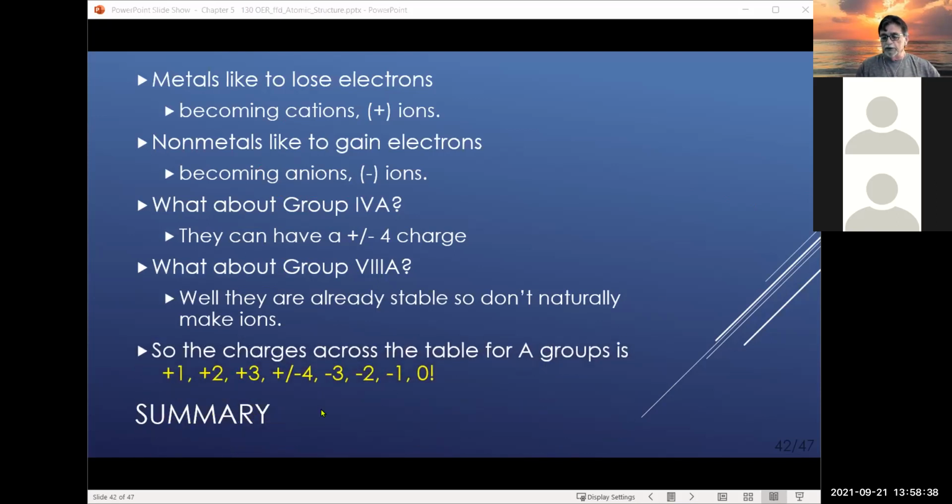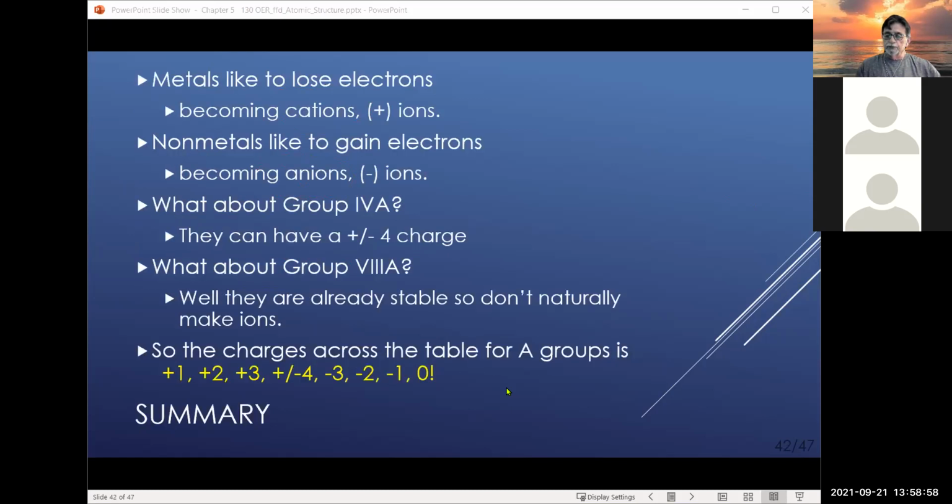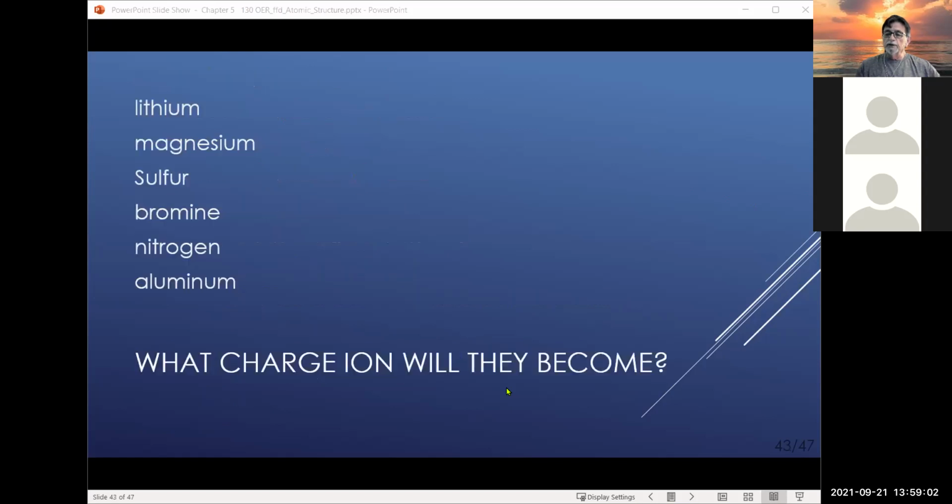Okay. So if you look at the periodic table for the A elements, you can see the corresponding charges that occur across the periodic table from left to zero. All right. So once we know that from the periodic table, we can determine what kind of charge they're going to have, right?